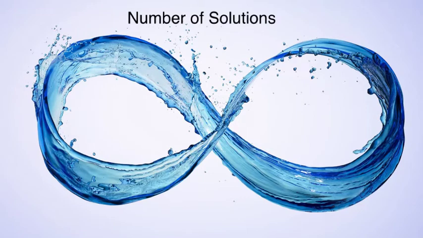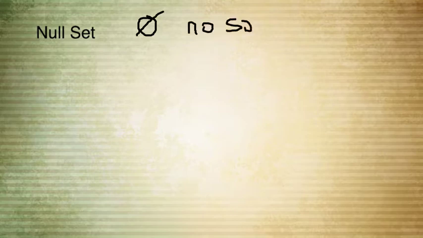In this video, we're going to talk about equations and the number of solutions that they can have. We have three situations when we solve equations, and the first one we call a null set, or we can represent it with the symbol a 0 with a slash through it. That means there is no solution, or if you want to write that, no solution. And we'll look at an example.